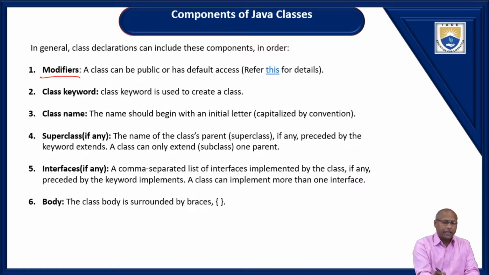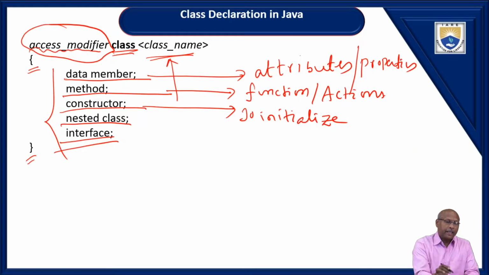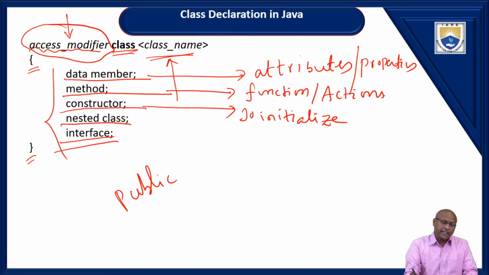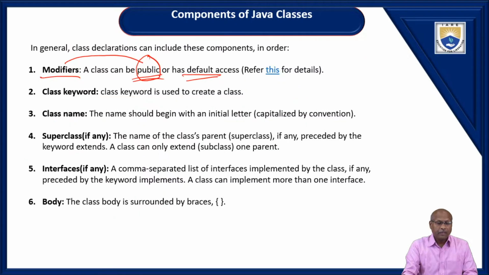First is the modifier, the class modifier. A class can be public, or if you are not writing anything, that is default. So you can write a keyword called public. That public is one type of modifier. If you observe here, if you write the class name, first one is the access modifier. This access modifier can be public. If you are not writing anything, that becomes default, but the keyword you can write is public. So that is your access modifier. This public tells that this class is accessible outside.